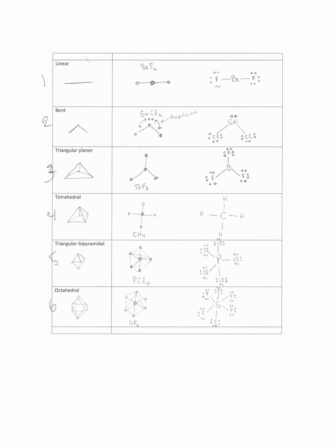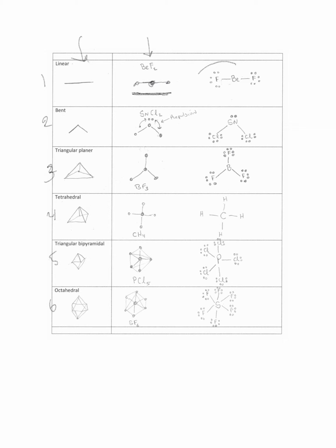In this first column, I'm showing you an outline of the shape that molecule will form. And this column is showing you different examples of molecules that have the shape. This one here, BeF2, is showing you a linear shape. You have three atoms: the central atom, and two atoms bonded to it, and they form a linear, or straight, shape.